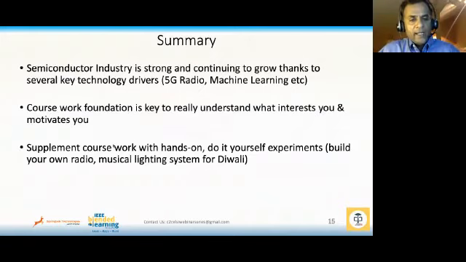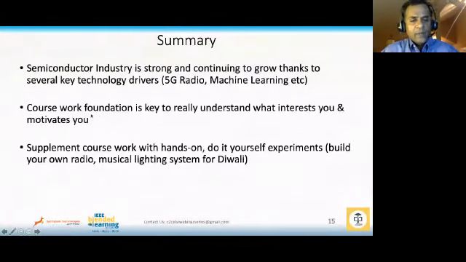In summary, I want to make sure you understand the semiconductor industry is very strong and it is continuing to grow at a very good pace. All that means is there are a lot of career opportunities for you both in India and outside India to form a very successful semiconductor career in this industry.